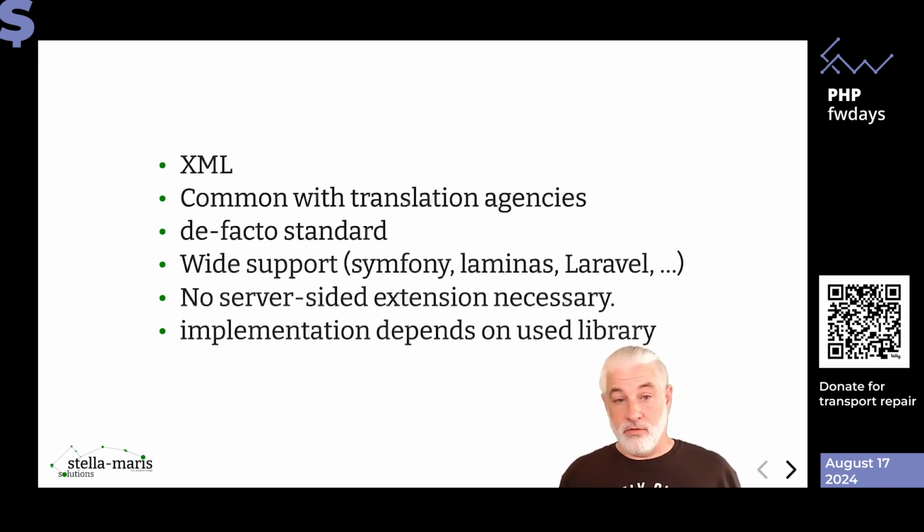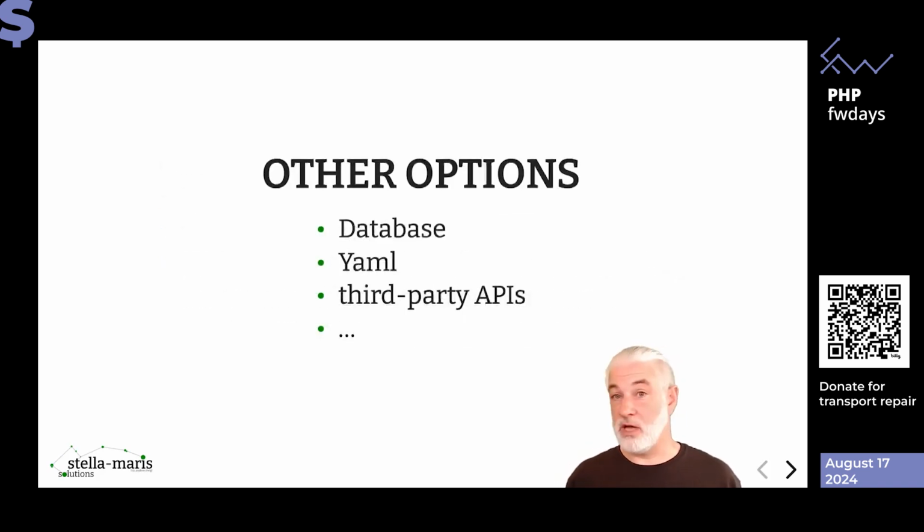Of course, there are some other options. You can use a database to translate the stuff if you don't need to export that. You can use YAML files. You can use third-party APIs if you are in for that and you want to have a request every time you need a translation. A lot of different options you have there.